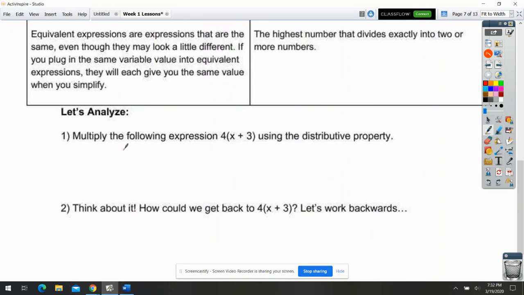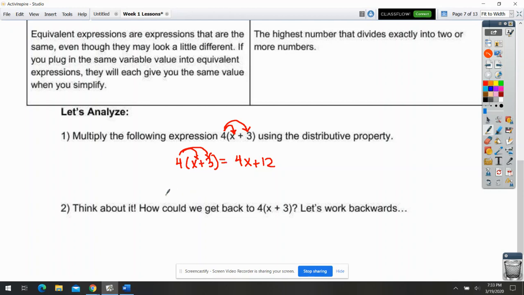So first, let's do this little exercise together to get you guys thinking. Multiply the following expression using the distributive property. So here we have the 4 in front of the parentheses, so they want us to distribute the 4 to the x and to the positive 3. So that becomes 4 times x plus 3. When we distribute it, it becomes 4x plus 12. So these two things are equivalent. They're just in different forms.